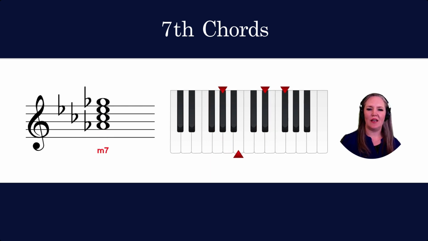Okay, let's look at an A flat minor seventh chord. A flat, C flat, E flat is the minor triad. A flat to G flat is the minor seventh. When you combine those, they form an A flat minor seventh chord.